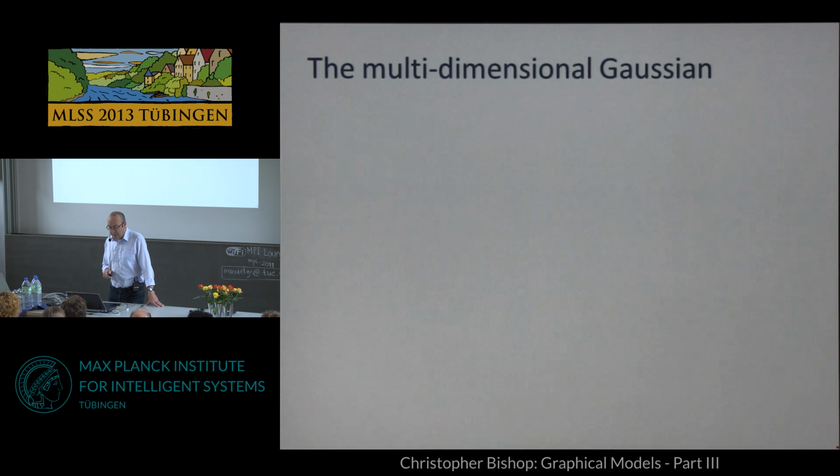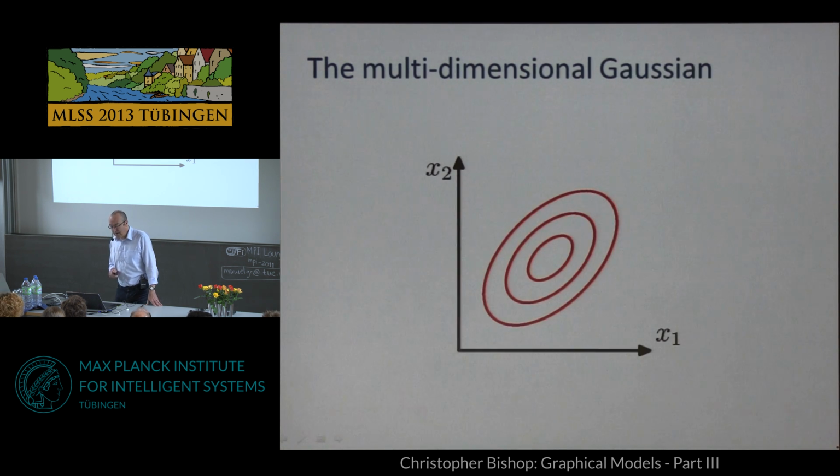So that's the Gaussian in one dimension. Of course, we can have a Gaussian in many dimensions. So this shows two variables, x1 and x2. And this is a joint Gaussian probability density over those two variables. What these ellipses represent are contours along which the density is constant.